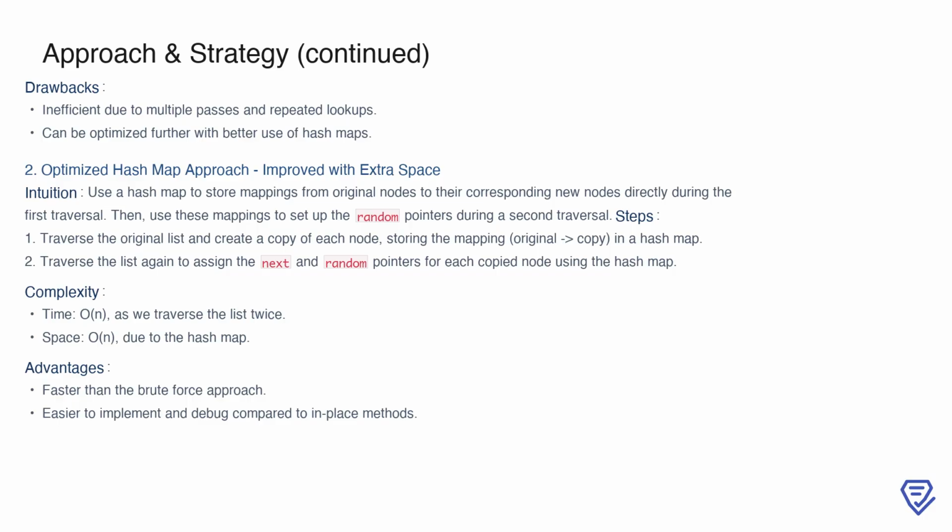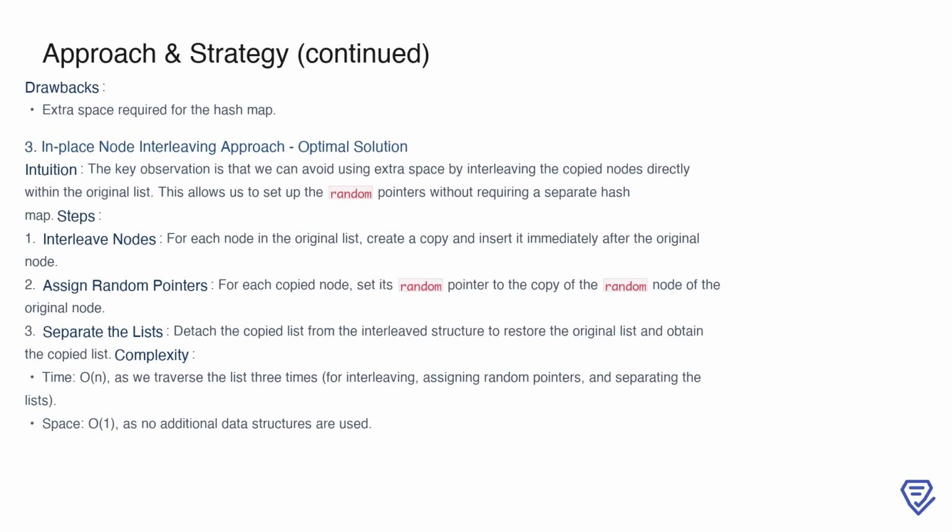node. This approach has a time complexity of O(n), since we only traverse the list twice, and a space complexity of O(n) due to the hash map. It's faster and easier to implement compared to the brute force method, making it a substantial improvement. However, it still requires extra memory for the hash map, which we can aim to eliminate. To achieve optimal efficiency, we turn to the in-place node interleaving approach.